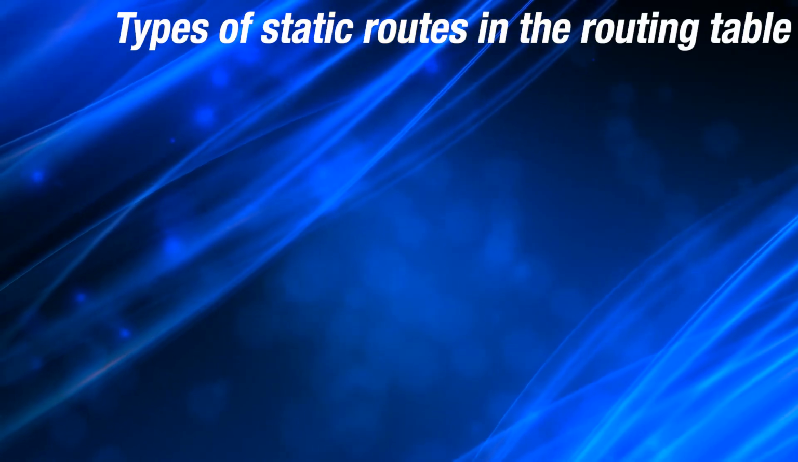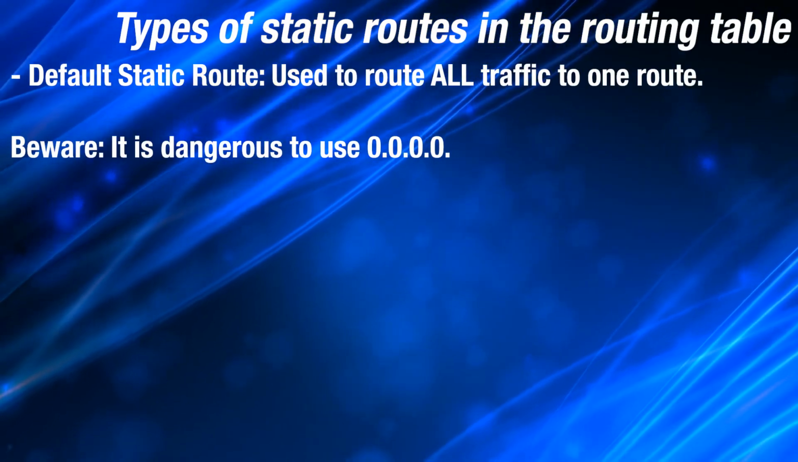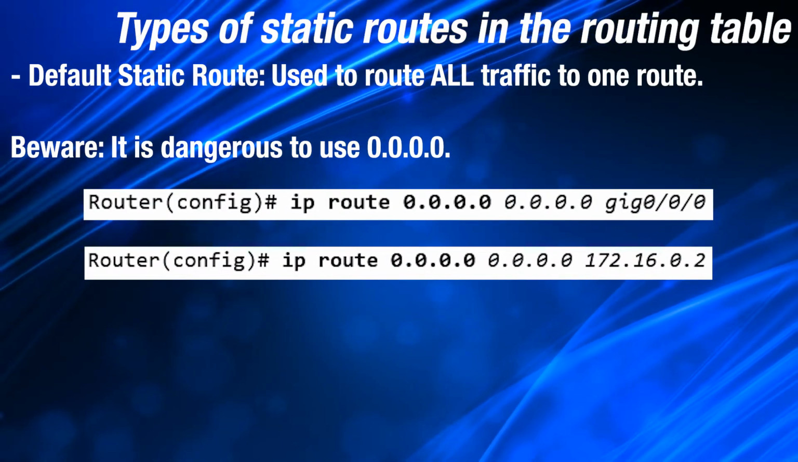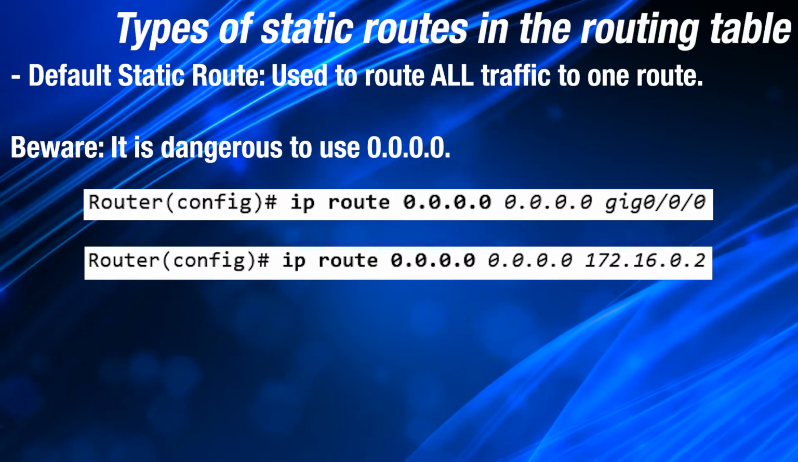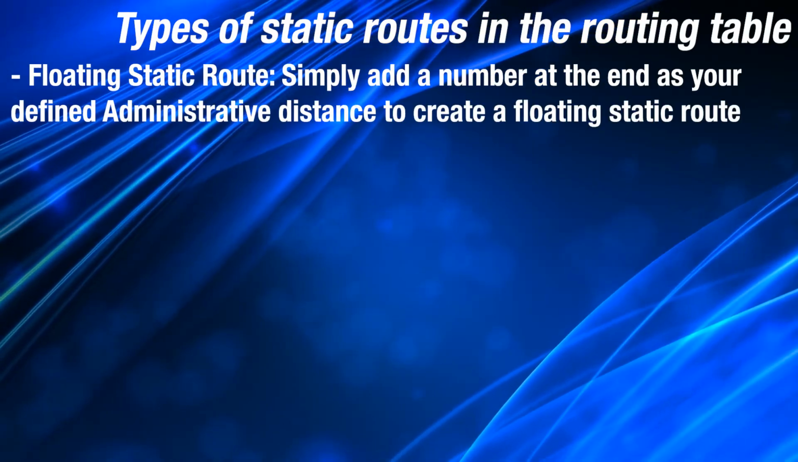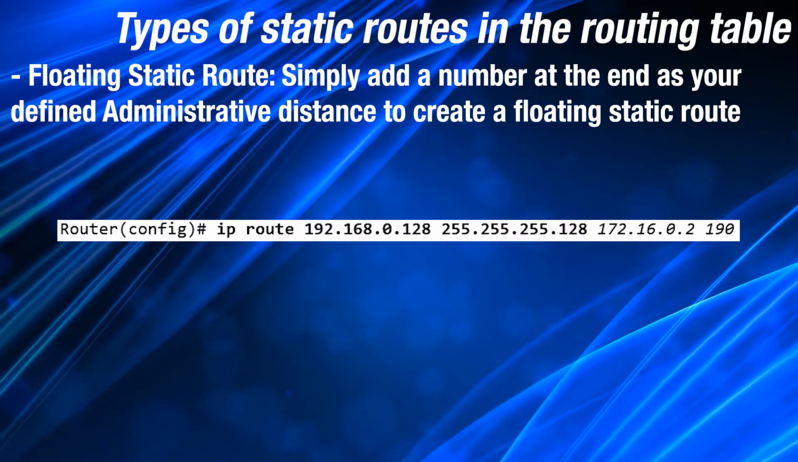When setting up a default static route, you can store every route into a single route. It'll look like this when you set it up. You can set it up as a next hop, directly connected, or fully specified. For assigning your static route, it would look like this. The number at the end is the chosen administrative distance.